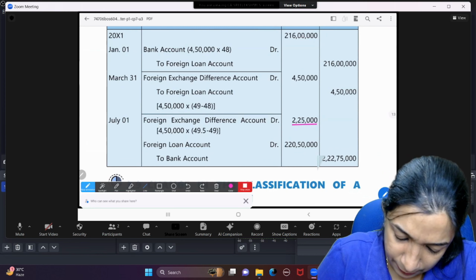Monetary items are items to be settled in foreign currency. From the AS 11 point of view, items that are required to be settled in foreign currency. Example: your first journal entry was purchases to creditors. Purchases are non-monetary items, and creditors are monetary items.